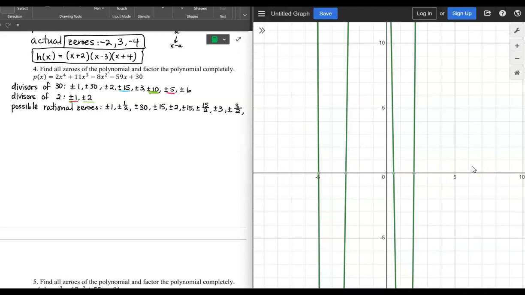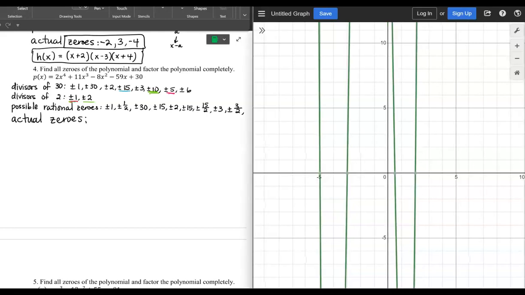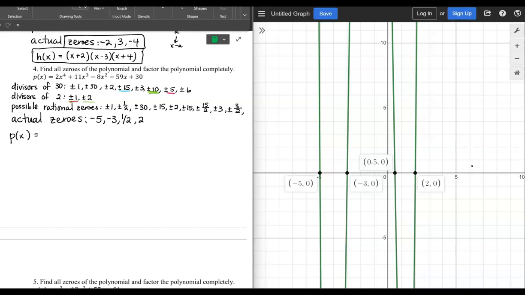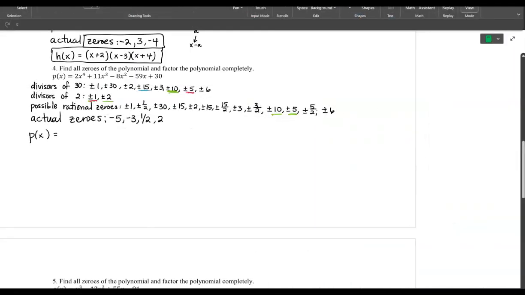So just from looking at that graph, I can see that the actual zeros of this polynomial are at -5, -3, 1/2, and 2. So now that we know the zeros of the polynomial, let's write the polynomial completely factored. There's a couple different ways that we can do this.